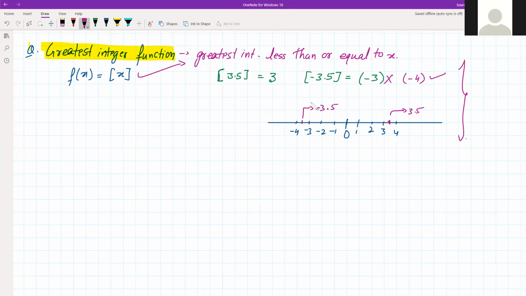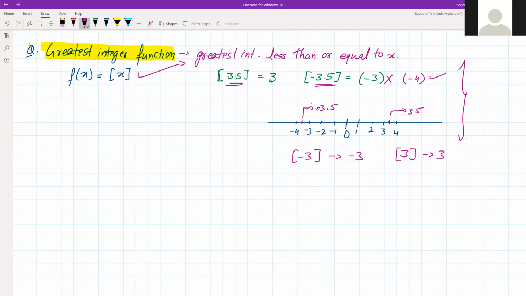Right. So if it is just -3, it will be -3. If it is 3, it will be 3. But if it is -3.5 and 3.5, there is the difference. So you have to keep that in mind.